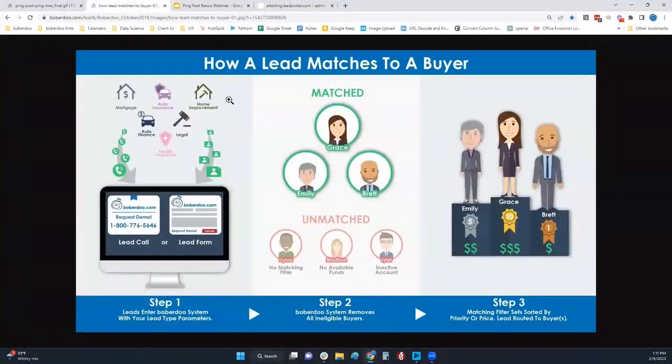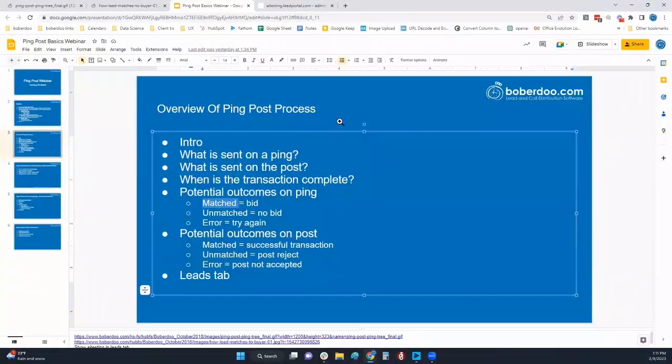Matched means that the system was able to go through this routing process, eliminate any non-active, not available partners, partners without available funds, and partners without a matching filter set, sort multiple matches, and then determine, if the post comes in, who is that matched partner and filter set that it would be sent to.